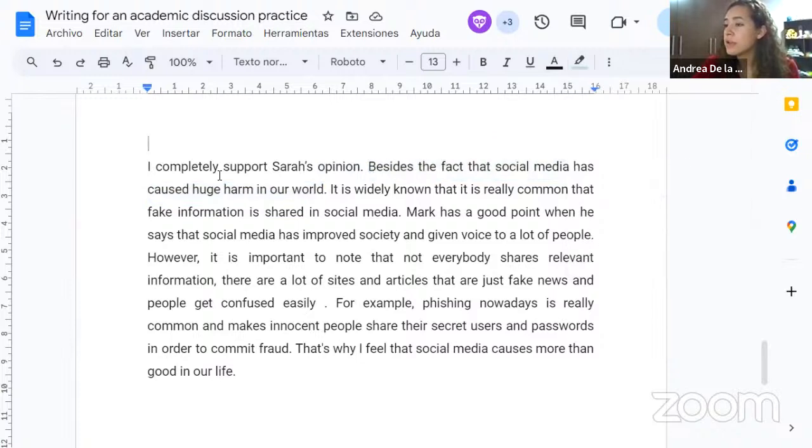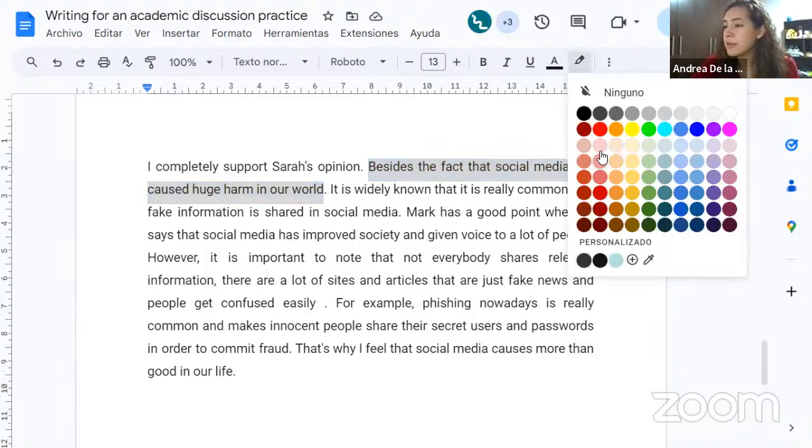Don't include her opinion, because this is her opinion, right? That social media has caused huge harm. But talk about her reason. Why has social media caused harm? Because it has made people suffer from these mental disorders, let's say. Okay, so that will be one thing.